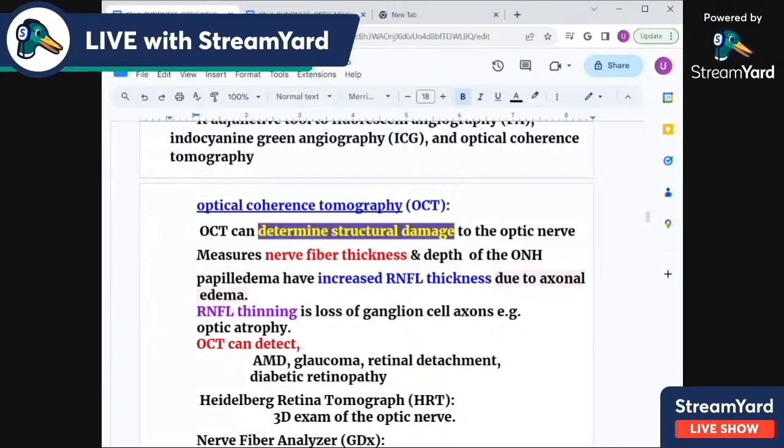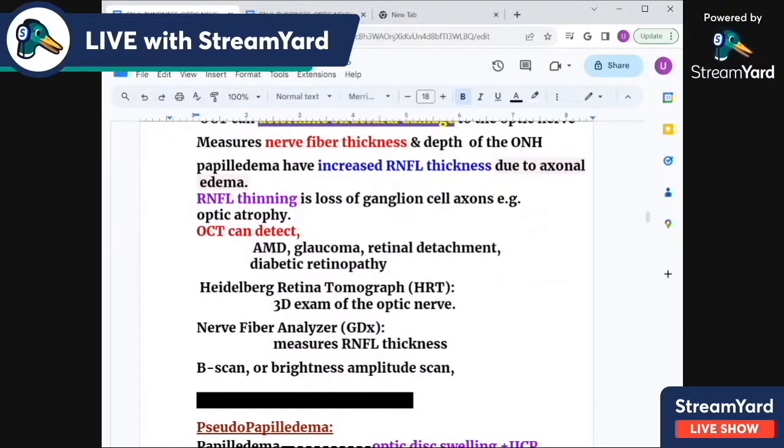So why is it increased in papilledema? The retinal nerve fiber layer is increased in papilledema because of the edema of the axons of the ganglion cell layer, axonal edema, and thinning due to atrophy in other conditions. OCT can also be very useful in AMD. In AMD also, we can have some increase in retinal nerve fiber layer thickness, and OCT also detects glaucoma, retinal detachment, diabetic retinopathy. So these can be detected by OCT.